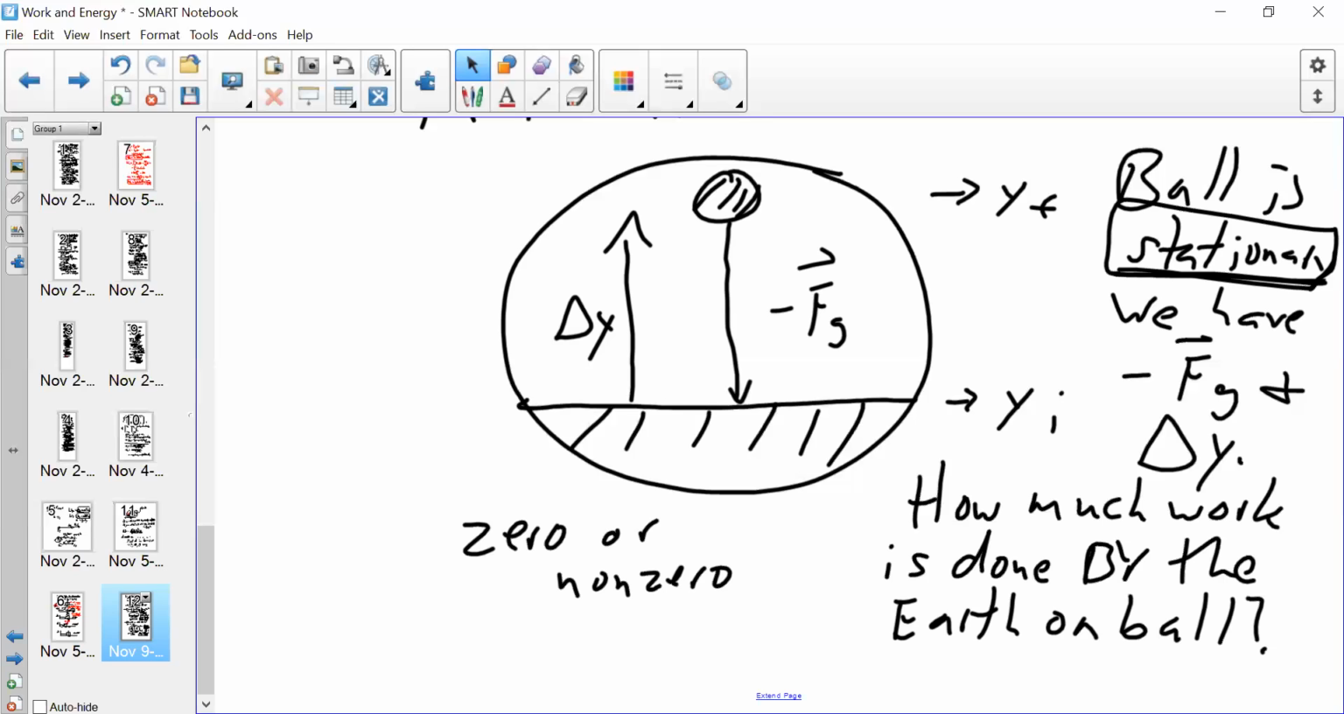So, a conundrum, maybe. We know that work is force times displacement. There's definitely a force, there's definitely a displacement. So why is there no work? What's happening here?